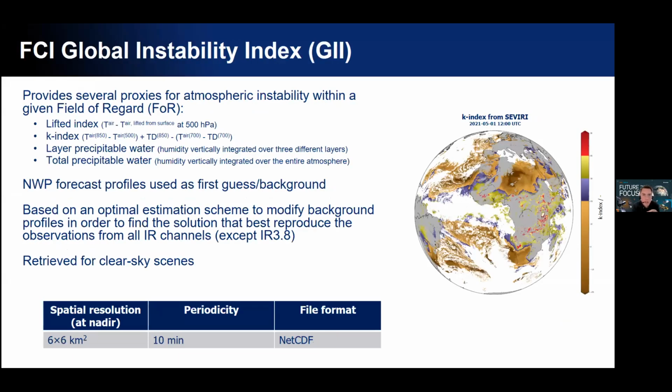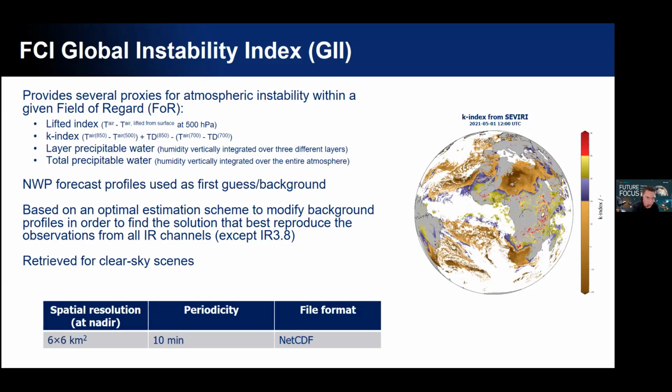And then we have the global instability index. So this provides different proxies for atmospheric instability within, again, a field of regard, so a segmented product, but here it's 3 by 3 pixels, so 6 by 6 kilometers. And what we get is lifted index, the K index, the total precipitable water, and also the layer precipitable water in 3 different atmospheric layers.